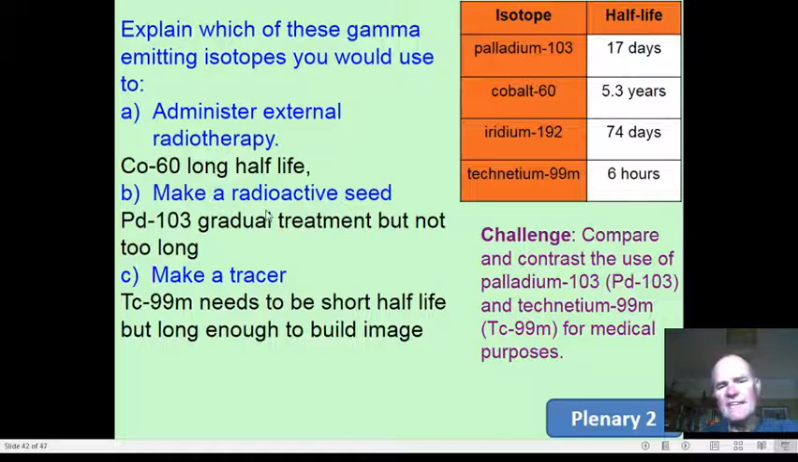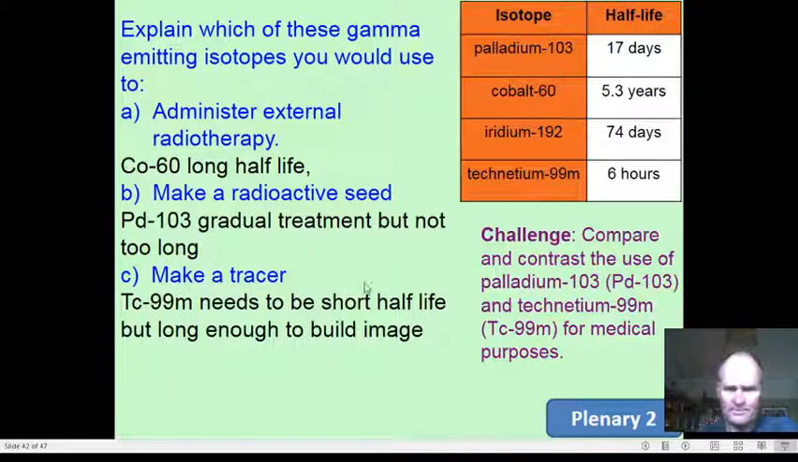To make a radioactive seed, something that's implanted in somebody, you want gradual treatment, but it needs to last quite a while. So if you use palladium-103, 17 days half-life, it decays to half its amount of activity every 17 days. It'll be there for a while. It's gradual treatment. It's probably not that active, but it's going to be around for a fair while, long enough for treatment, but not for years and years and years. Okay, so it will treat the tumour that's there without exposing the patient for an inappropriately long period of time.